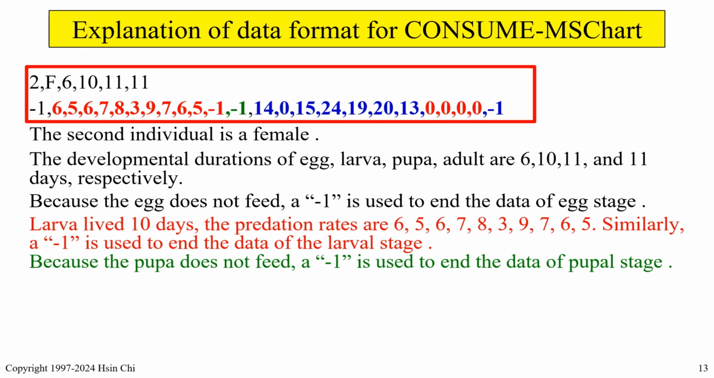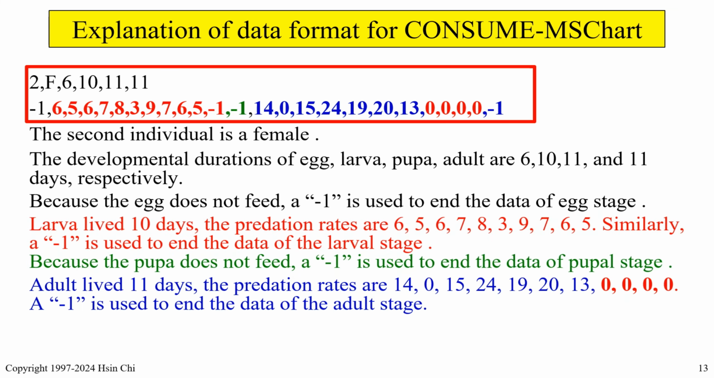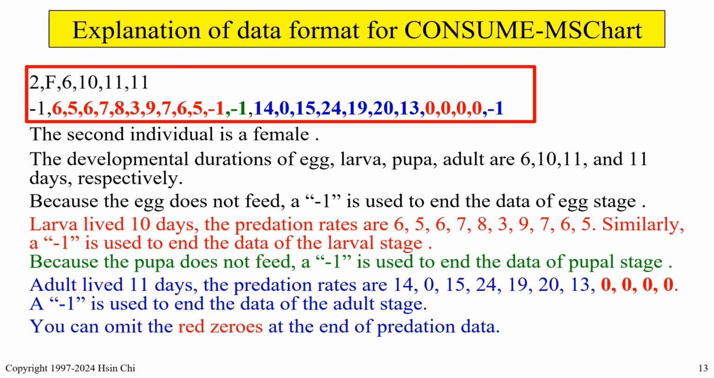Similarly, a -1 is used to end the data of the larval stage. Because the pupa does not feed, a -1 is used to end the data of the pupal stage. The adult lived 11 days. The predation rates are 14, 0, 15, 24, 19, 20, 13, 0, 0, 0, 0. A -1 is used to end the data of the adult stage. You can omit the red zeros at the end of the predation data.